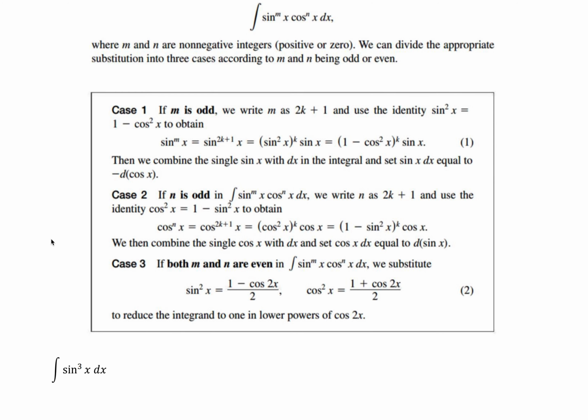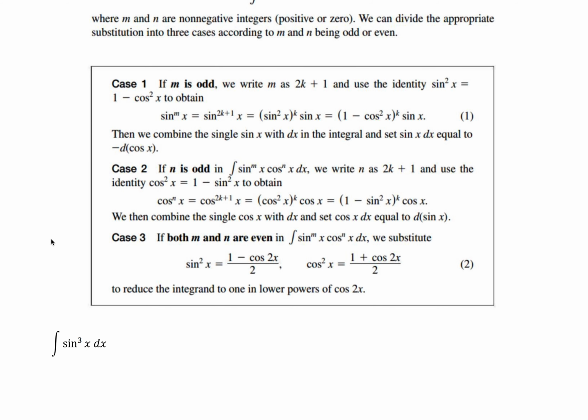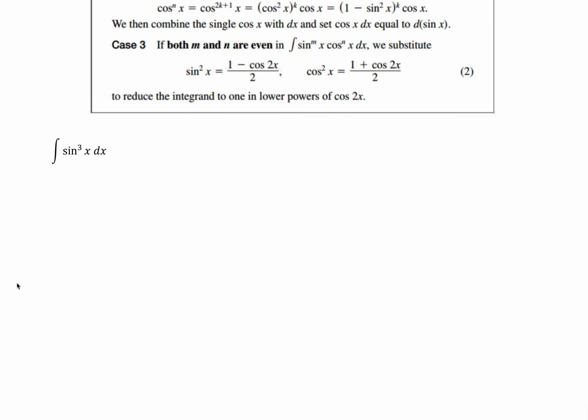But my first example here is where we've got sine cubed x dx. So we've got an odd power, so I'm going to make use of that identity, sine squared plus cosine squared equals 1, but I'm going to slightly rewrite it. And I'm actually going to use what's here under case 1, where it says sine squared is equal to 1 minus cosine squared. So I'm going to use that down here. So let me scroll down.